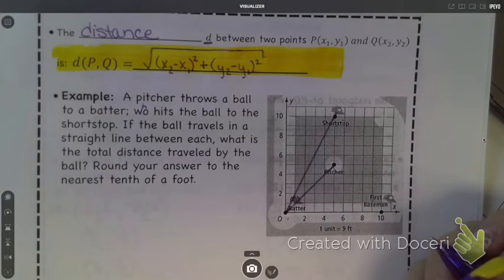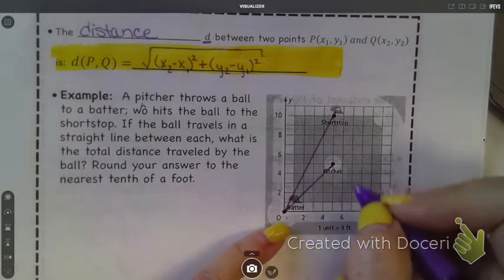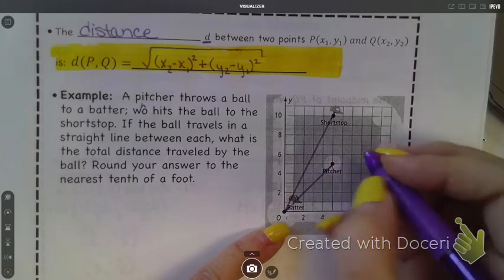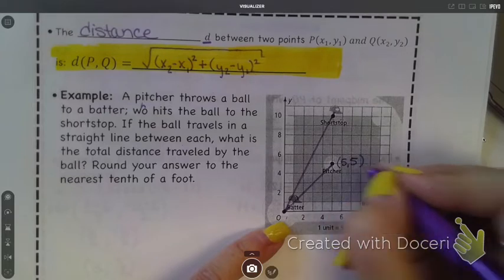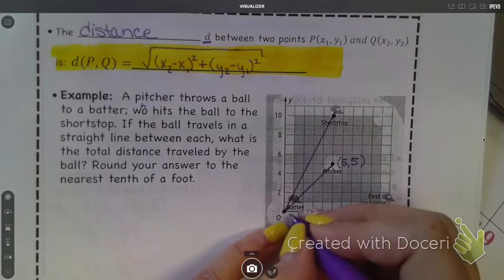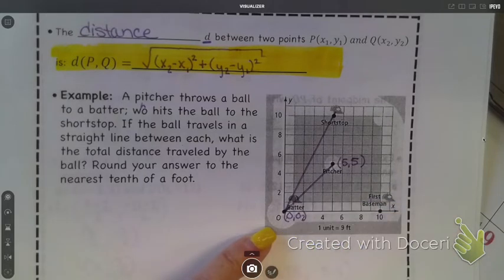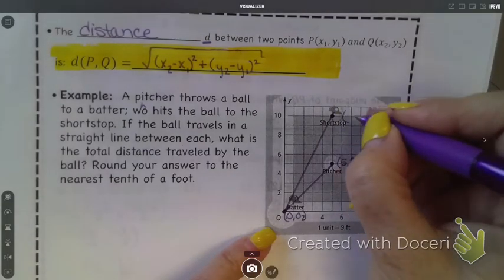What are we going to do with that? Find the points first. Okay, so where is the pitcher? Do y'all agree? Yes. Okay, where's the batter? 0, 0. And where's the shortstop? 5, 10. I agree. 5, 10.